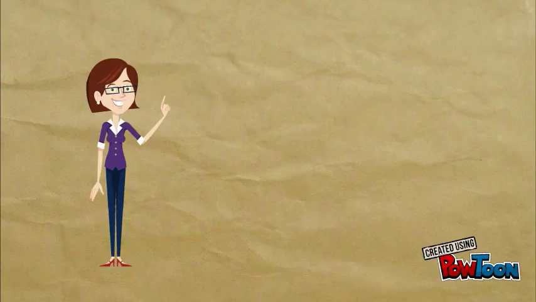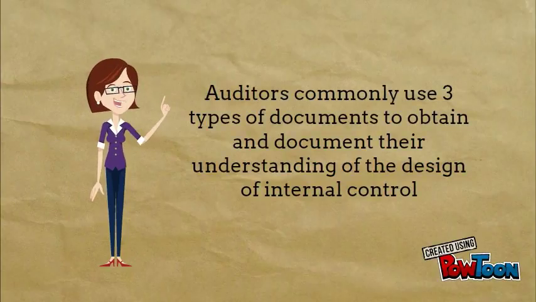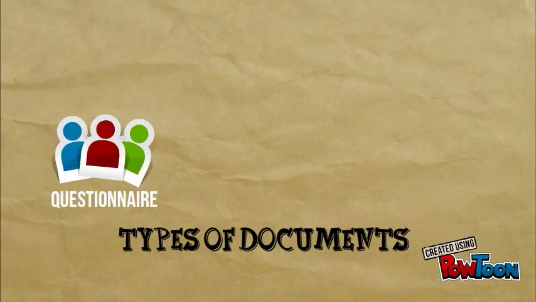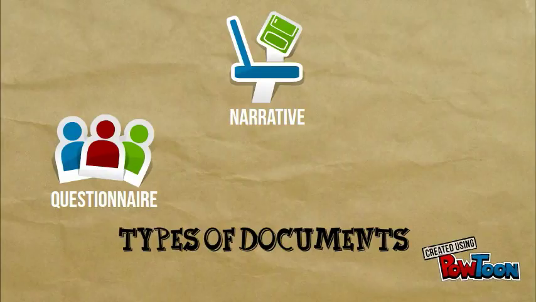Auditors commonly use three types of documents to obtain and document their understanding of the design of internal control. The types of documents are internal control questionnaire, narrative, and flowchart.